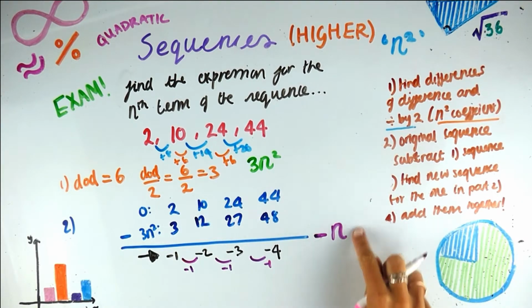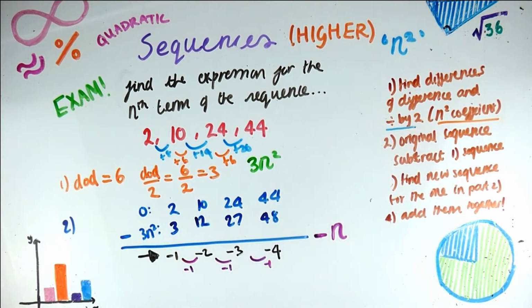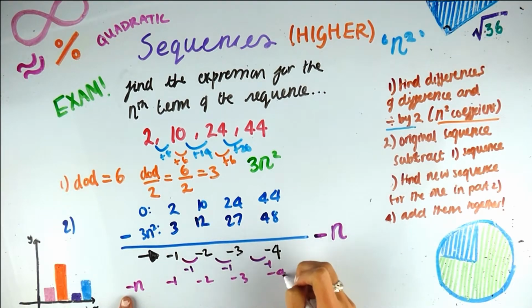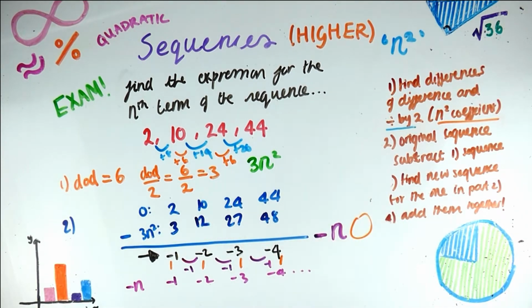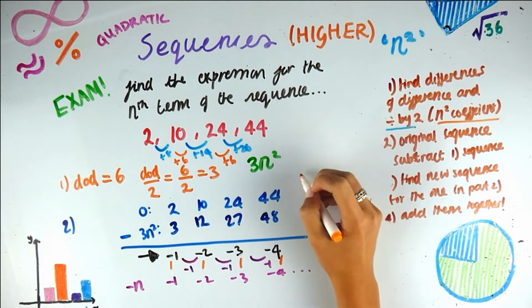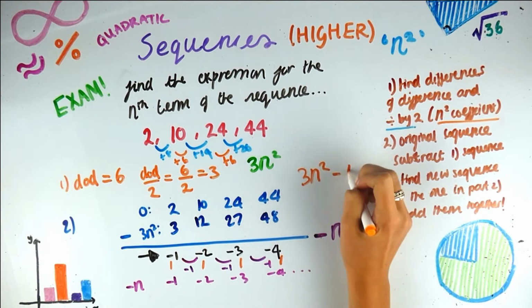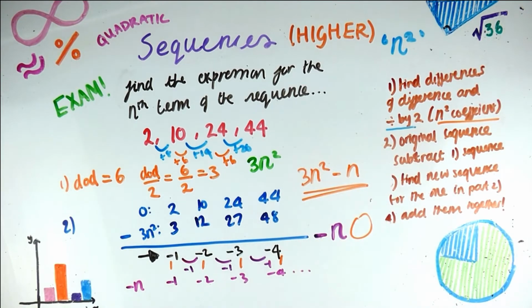But now we need to check our shuffle term. So if we just write the term minus n underneath, you would have minus n would be minus 1, minus 2, minus 3, minus 4, etc. Now as we can see when we compare these numbers are exactly the same, so we haven't actually shuffled, so we don't need a term here. So now we need to part 4, add them together, we found this bit and this bit, so our answer is 3n squared minus n.